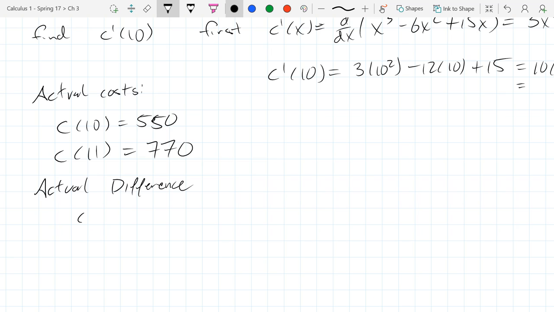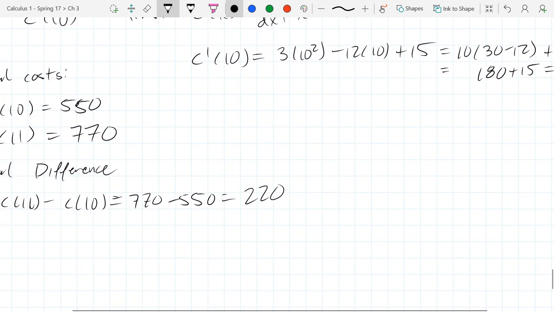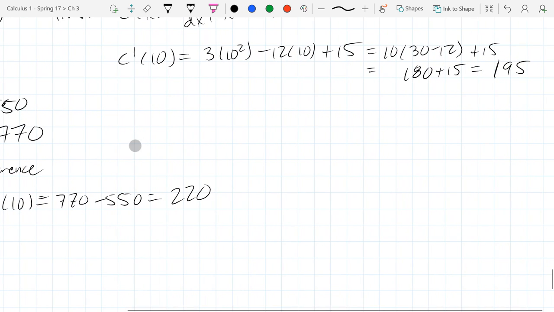So the actual difference, C of 11 minus C of 10, we get 220. So the actual cost to produce one more unit is $220, but using calculus, we got 195. So we got a slight discrepancy. So what is going on here?